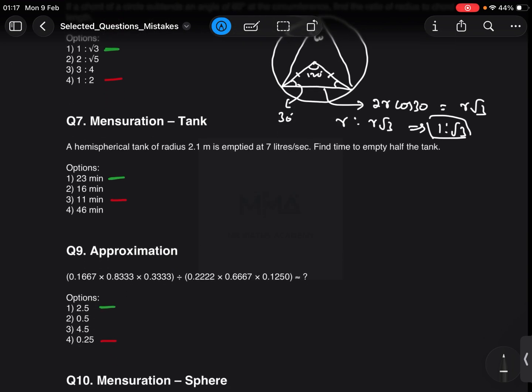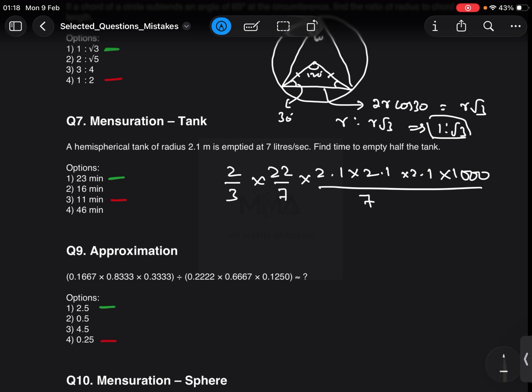Now, a hemispherical tank of radius 2.1 meter is emptied at 7 liter per second. Find the time to empty half the tank. So initially let's find out the volume of the tank, which is 2 by 3 into 22 by 7 into 2.1 into 2.1 into 2.1. This is in meter cube, so if you convert this into liters, you have to multiply it by 1000, and if you divide this by 7 into 60, you get the number of minutes that's required to empty the tank.